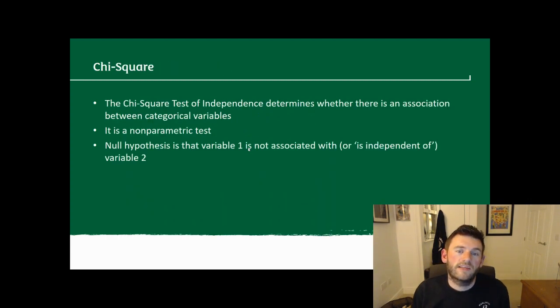The chi-square test of independence, to give it its full name, determines whether there's an association between categorical variables. It's a non-parametric test, and you're testing the null hypothesis that variable 1, gender, sex in that example, is not associated with, or is independent of, variable 2, alcohol, whether you drink it or not. So your p-value that comes back will allow you to either accept or reject the null hypothesis that there's no relationship between sex and drinking alcohol.